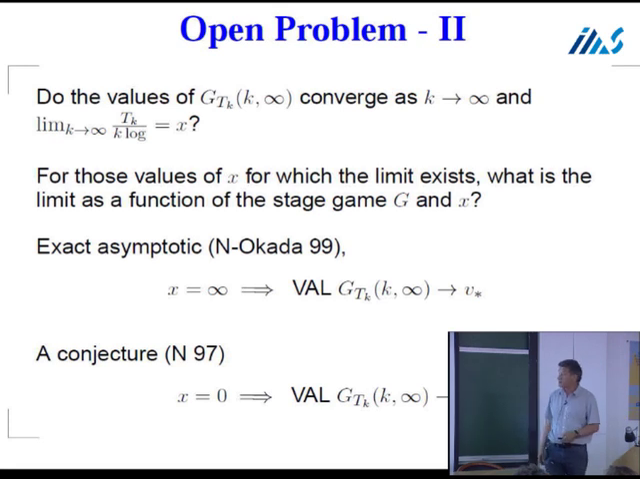But the question is, what happens if the duration is more? Let's say 100 times k is t, I don't know the answer. My conjecture is implied by this conjecture.